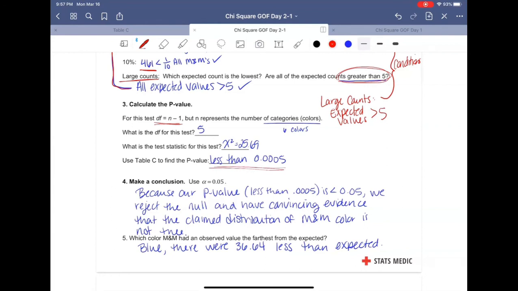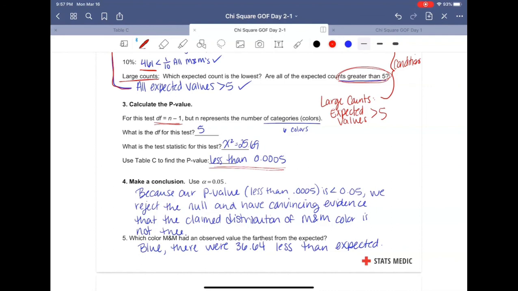Okay, now we're going to make a conclusion just like we've been doing all year, where we are comparing our p-value to an alpha level. So because our p-value is less than 0.005, then that of course is less than 5% or 0.05.